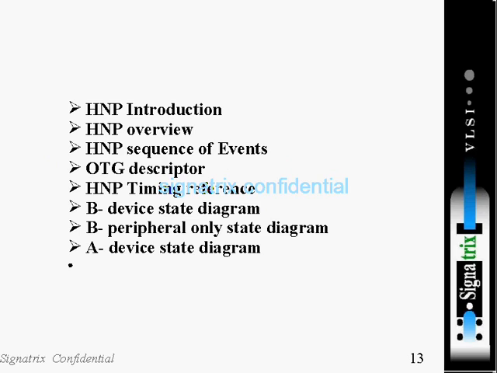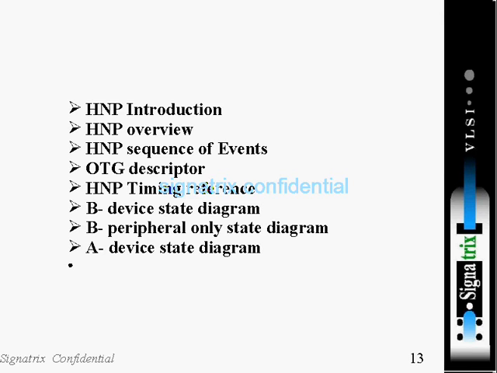Under this topic, the subtopics we are going to discuss are HNP introduction and overview, HNP sequence of events, then the OTG descriptor. We know that in USB we have so many descriptors and requests. A descriptor is how a device tells the host about its features. Similarly, one descriptor in a USB device tells the host that it has the extra OTG feature. We will see that descriptor here, and then the HNP timing diagram.